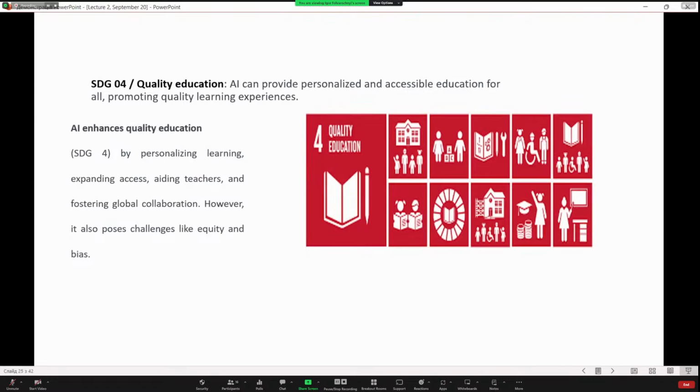Quality education, number 4, SDG task, and AI can provide personalized education for all, promoting quality learning experience. So it will help teachers to collaborate and to use different methods for different categories of people. On the picture, you can find different people who are able and not able to study and learn some subjects, but AI will help them, and it will be a good tool to overcome their problems.